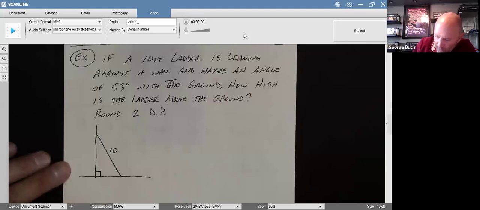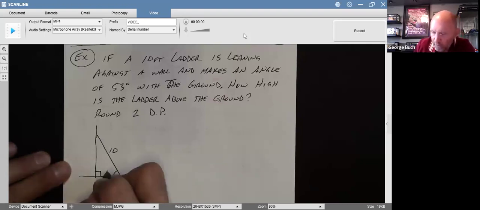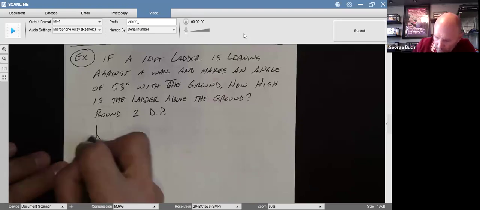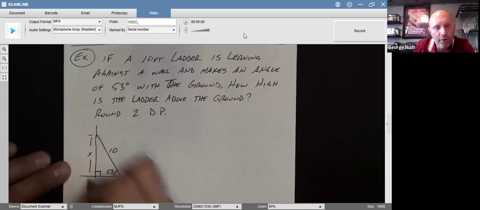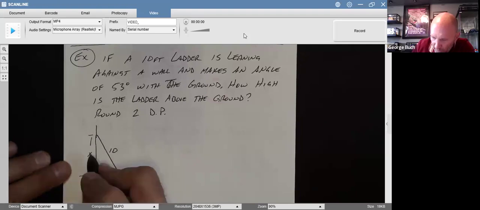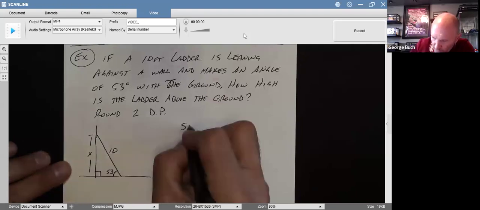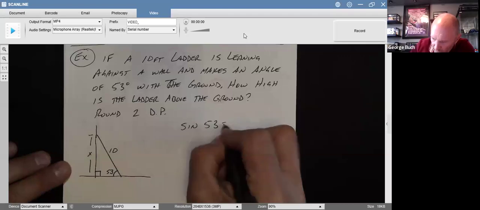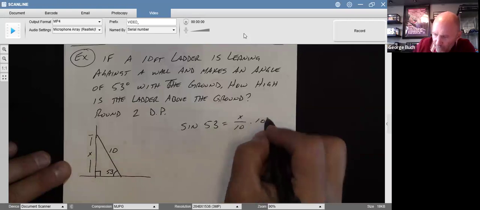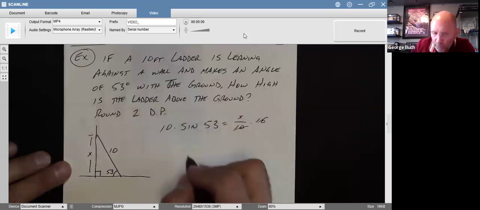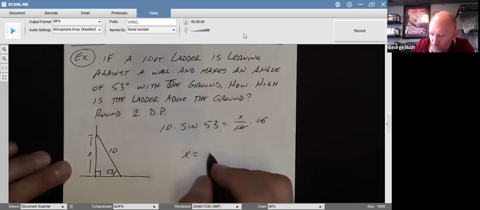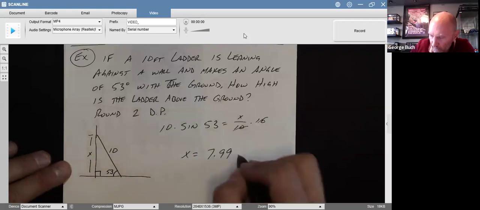It tells us that the angle it makes with the ground is 53 degrees. So our 53 goes there. And we're trying to figure out how high this ladder is above the ground. So we have what? We have opposite and hypotenuse. So that's sine. So sine of 53 is opposite x over hypotenuse 10. So multiply both sides by 10. And when you put this on your calculator that's in degree mode, rounded to 2 decimal places, you should get 7.99 feet.